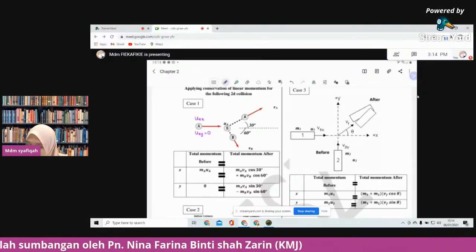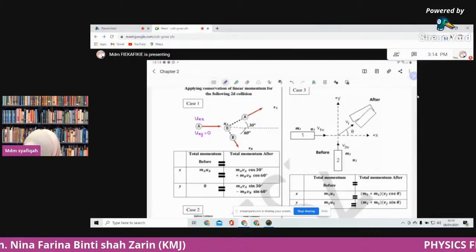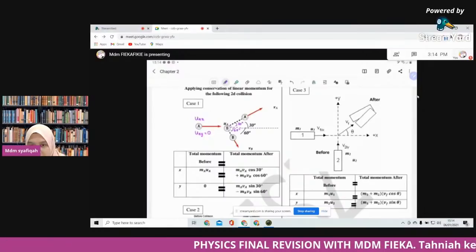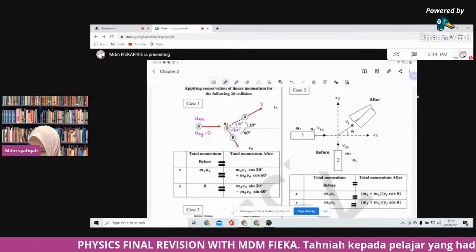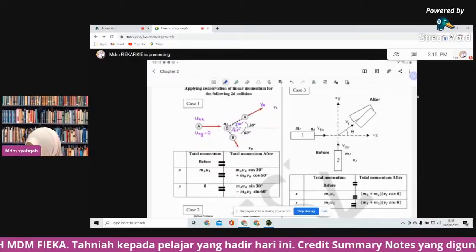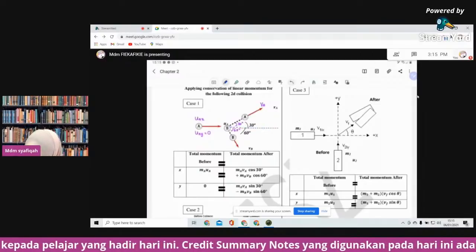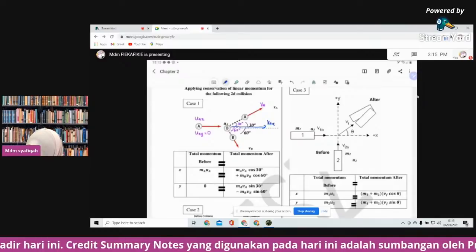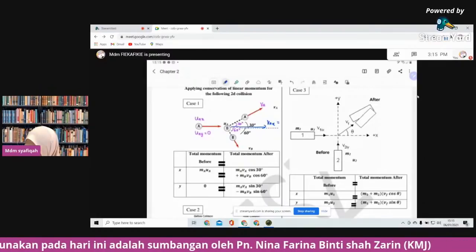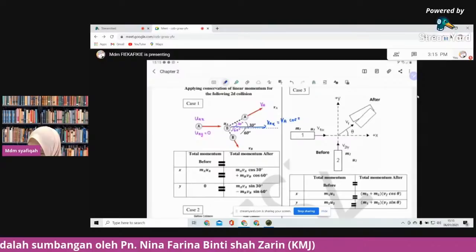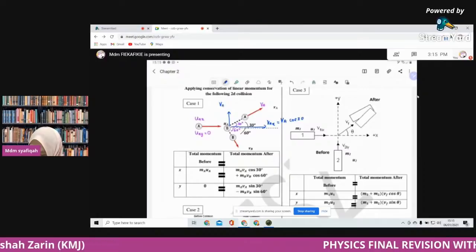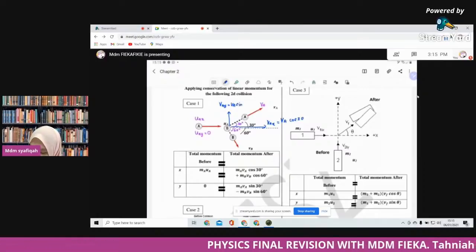Boleh? Okay, so after collision, we have angle here, which is 30 degree and here is 60 degree. So what happened? After collision, V, ini adalah VA, tapi you need to resolve into X and Y components. So you have VAX equal to cos ke sin? VAX duduk sebelah angle, so adalah VA cos 30 degree. VY is upward, positive. VAY is VA sin 30 degree.